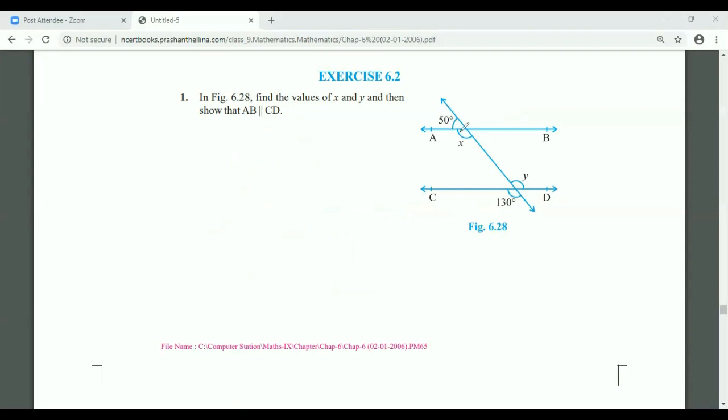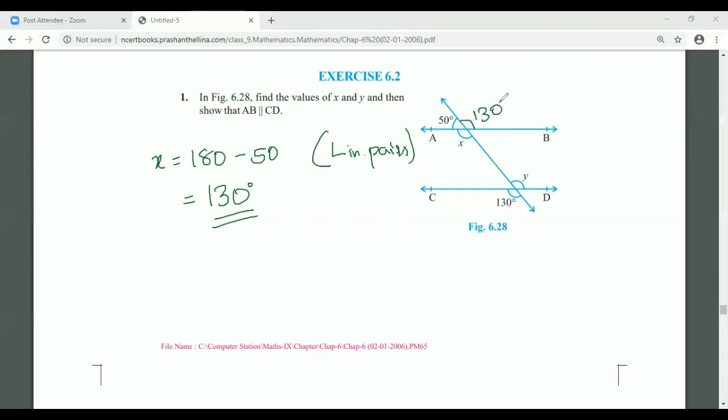Here this is 50 degree, so the remaining is x. So this x degree and 50 degree are linear pairs. Since it is 50 degree, x can be calculated as x is equal to 180 minus 50 degree, because they are linear pairs. So the measurement of x you will get is 130 degree. Then you can take the vertically opposite angle of x as 130 degree, either by taking the linear pair with this 50 degree or by taking the vertically opposite angle of this x. Anyway, you will get 130 degree here.